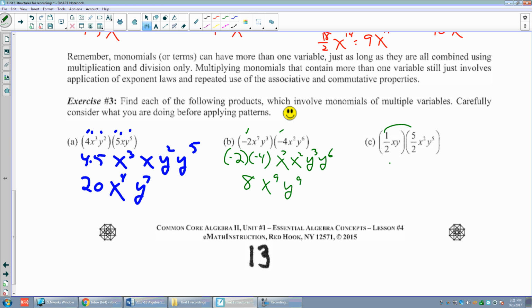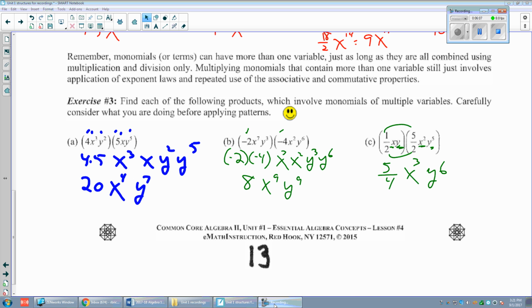Let's see if I can do this one in my head. 5 times 1 is 5. 2 times 2 is 4. We have x, and x squared is x cubed. We have y, and y to the fifth is y to the sixth. And we're done with page 13.